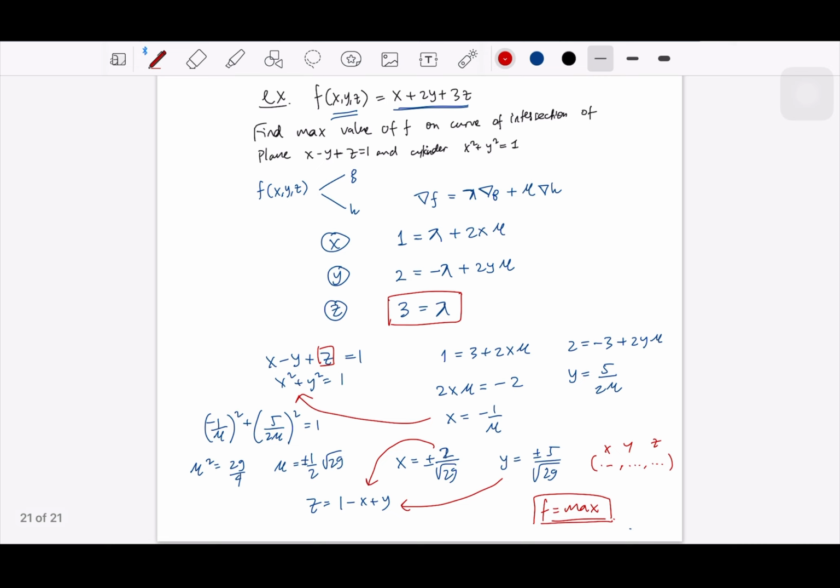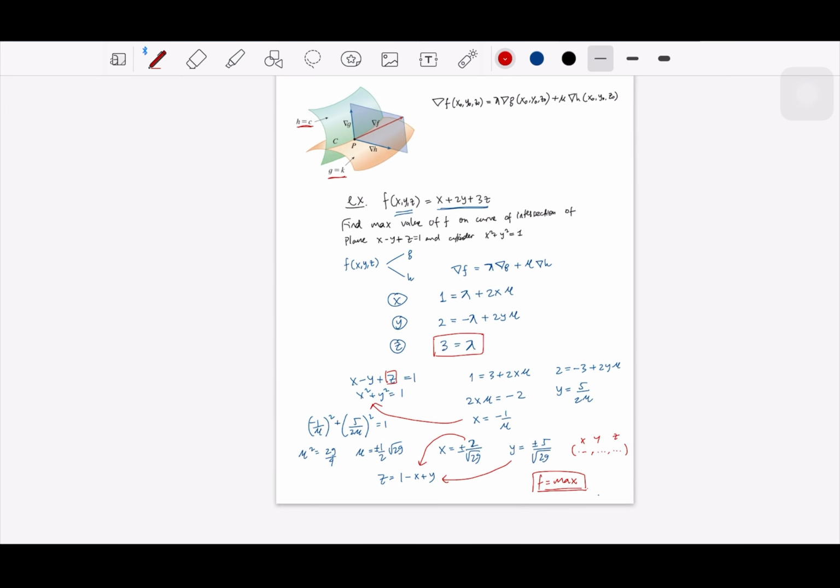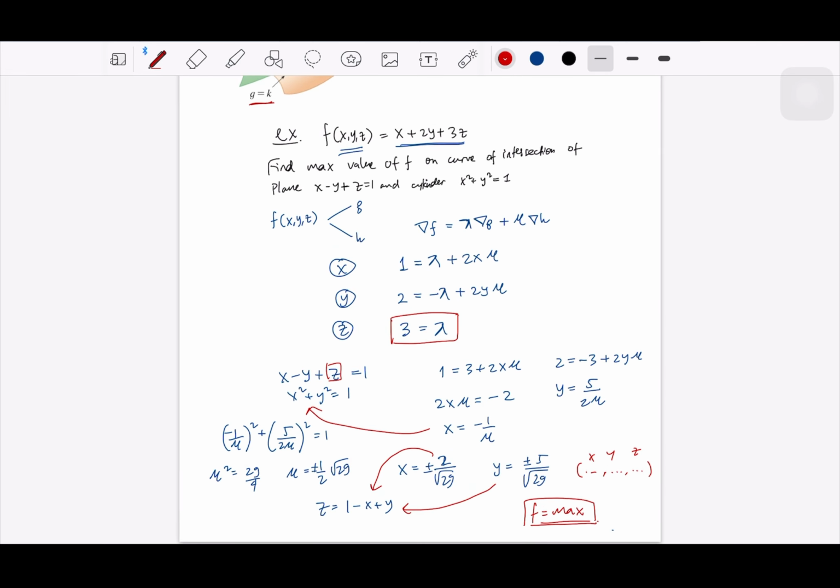Okay, but that's how we can apply the Lagrange multiplier. I think that will be the end of this section on Lagrange multipliers. We can have more examples in the future, but that's the basic one for Lagrange.